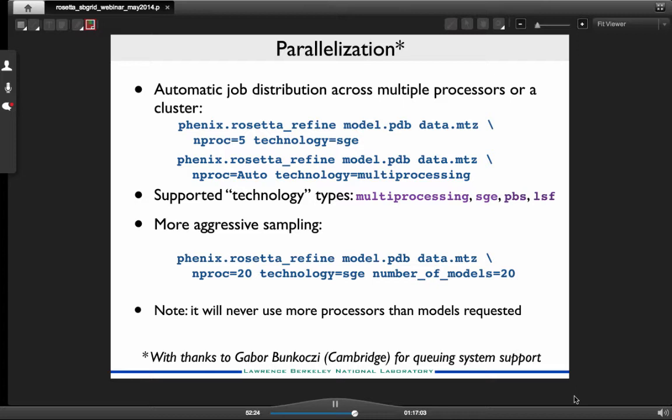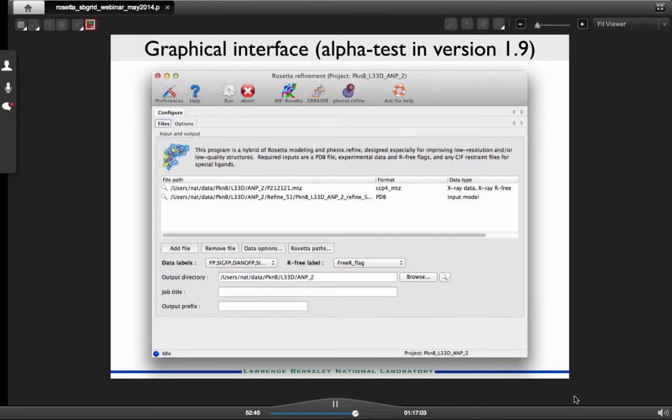The default is to make just 5 models, but you can have it build more models if you want. It's never going to use more processors than it needs. So if you ask for 5 models and tell it to use 20 processors, it's not actually going to run any faster. But there is the ability to sample more aggressively.